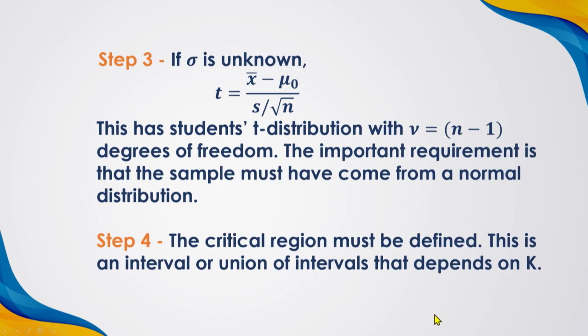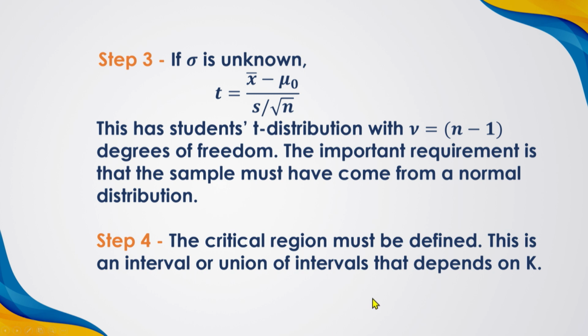If sigma is unknown, you will instead use t equal to x bar minus mu 0 divided by s divided by square root of n. This has the Student's t distribution with degrees of freedom nu equal to n minus 1. The important requirement is that the sample must have come from a normal distribution. These are important and restrictive conditions.